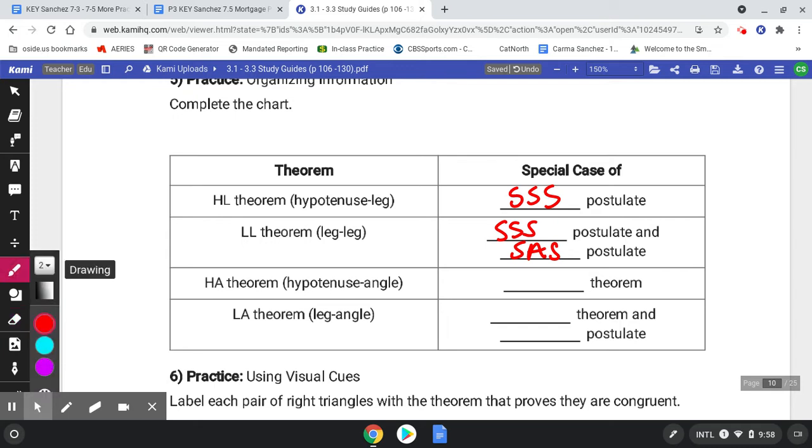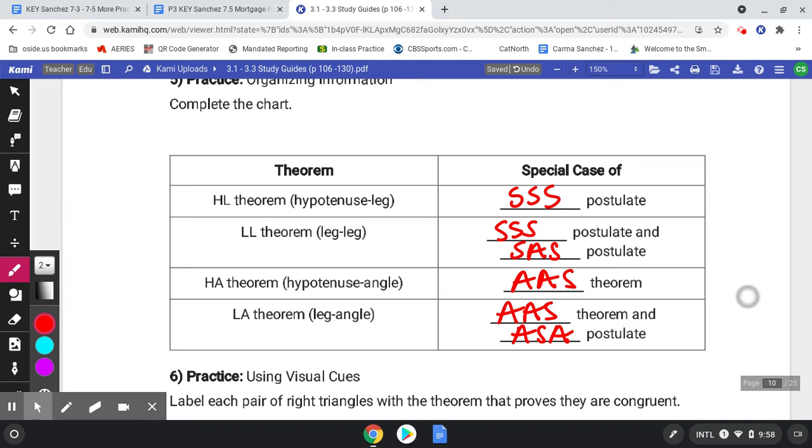Finally, the HA or hypotenuse angle theorem is a special case of AAS, and the leg angle theorem is a special case of AAS and ASA. So all these are shortened versions of the other postulates that we're already familiar with. We just need less because these are right triangles.